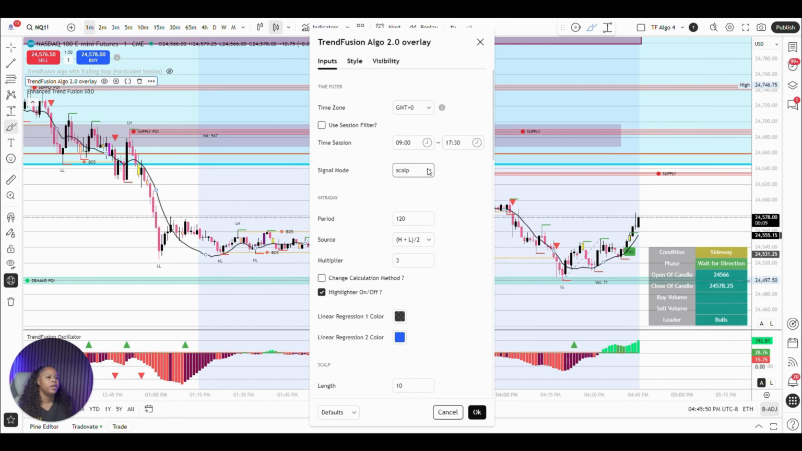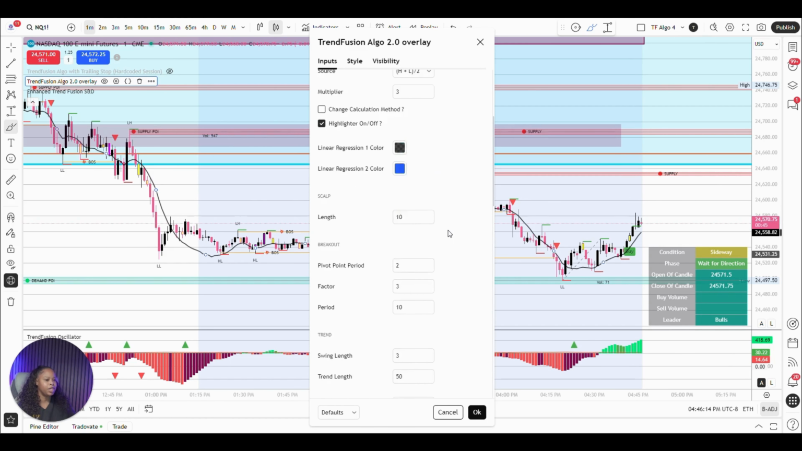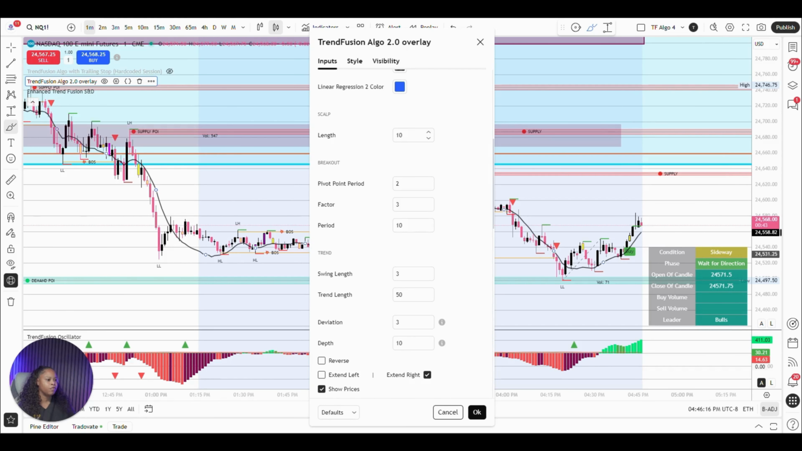Now, the TrendFusion Algo has 4 different modes. Depending on how you trade, there's a setting for everybody. So my favorite is going to be the breakout and scalp mode, and that's mainly because I'm a scalp trader. Now that I confirmed that we're on scalp mode, I need to make sure that the length for this is correct. Now, the more you lower this number, the more sensitive that price is and the more signals you're going to get. The higher the number, the less signals that you're going to get.